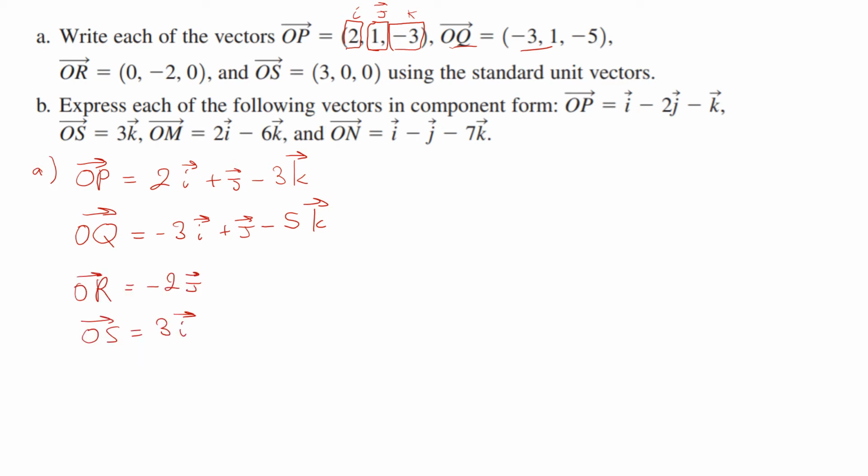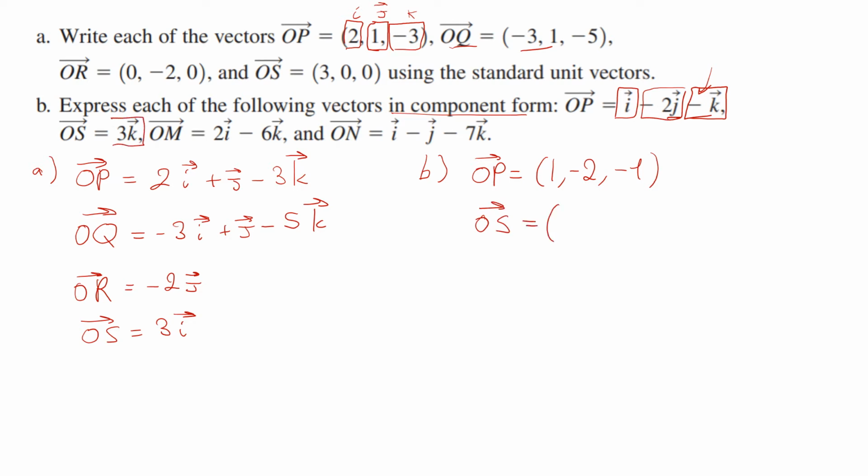Now, as for the second part, they want us to express each of the following vectors in component form. So now I have the algebraic vector, I just need to write the component form. Starting from OP, I know that this has 1 in front of it. So that means in terms of my x, that's just 1. j represents my y component, it has a negative 2 in front. So that means my y component is negative 2. I have k, which represents my z component, and it has a negative in front of it, so that would be negative 1.